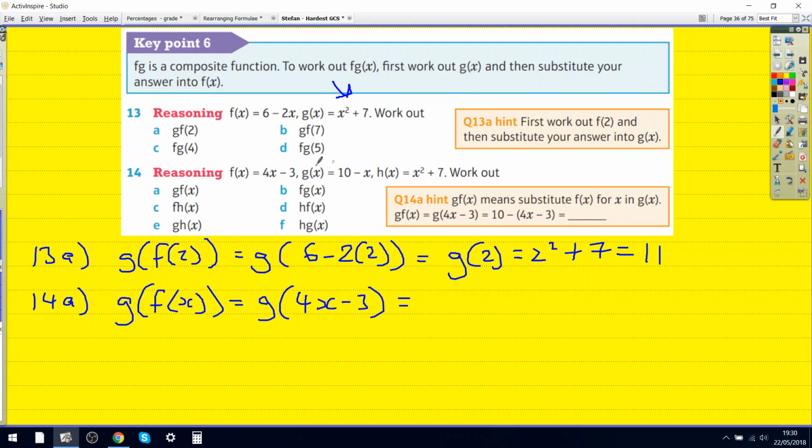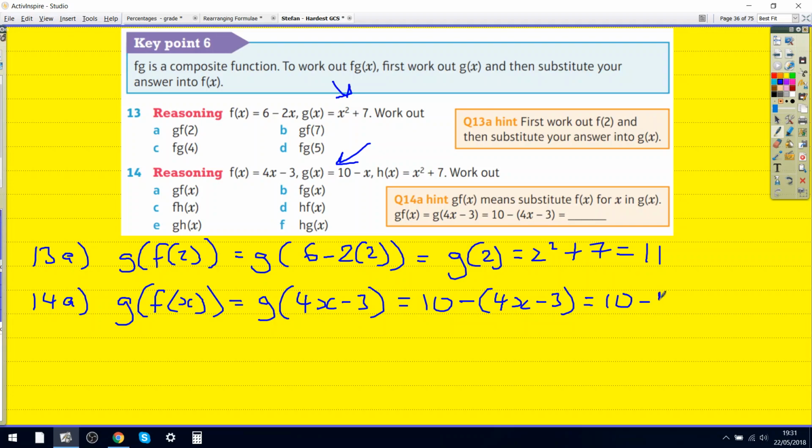Sorry, what was that? For this one, the f of x is 4x minus 3. Oh yeah, I was looking at the wrong one again, sorry. So 4x minus 3, and we put that for the x value. So that would be 10 minus 4x minus 3. So expand the bracket, what do you get?